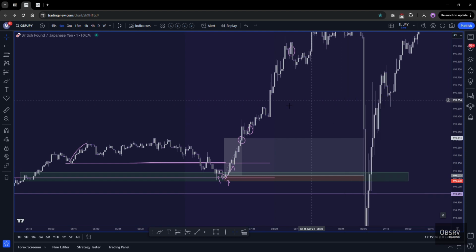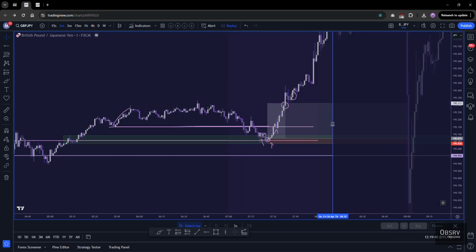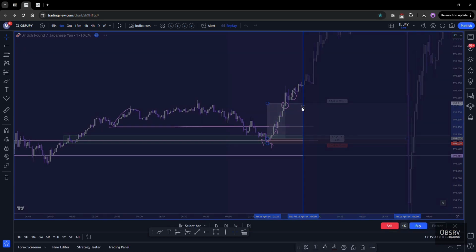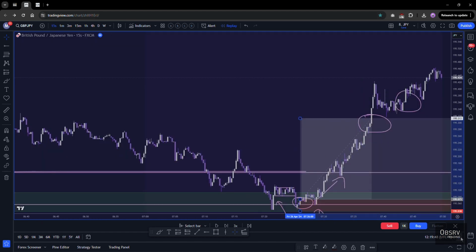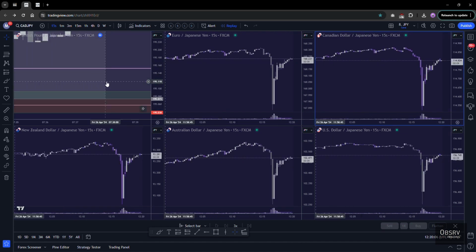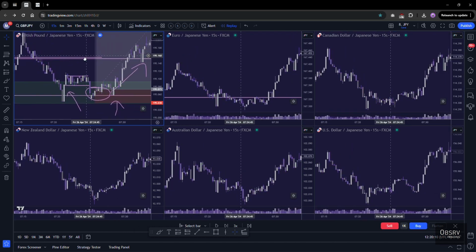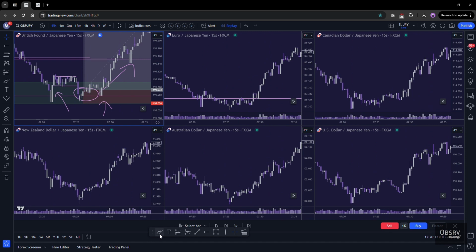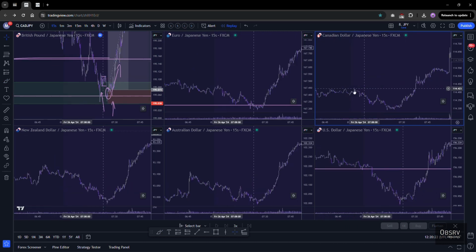And just to show you correlation across the board, at the time of this entry, we had all the other charts that I was looking at line up as well. So at the time of this entry, we had Euro Yen rolling over, and we had CAD Yen rolling over, and these all took off at the same time.